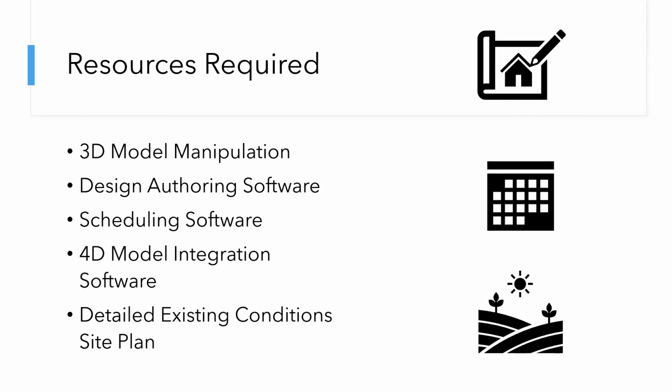4D model integration software. This software is necessary to combine the information from a 3D model, a schedule, and a site analysis. By creating a mass of information in one location, we can expand the possibilities of visual representations of the building process.